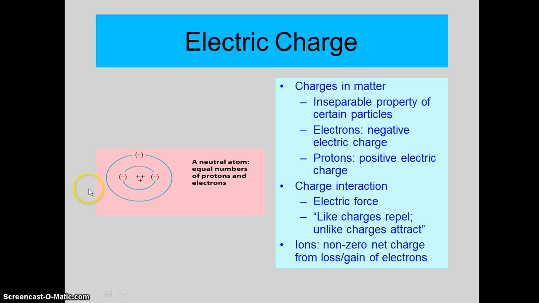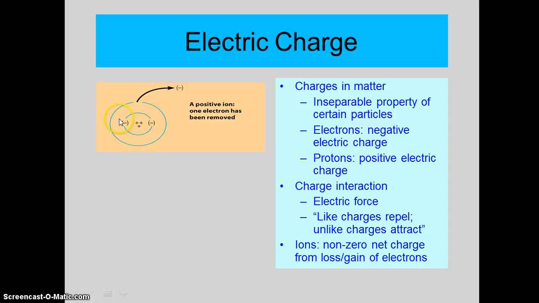When an atom has the same number of protons as it does electrons, it's neutral. When there's an extra electron, it would be negatively charged. If there are too few electrons, like in this situation, then it would be positively charged.